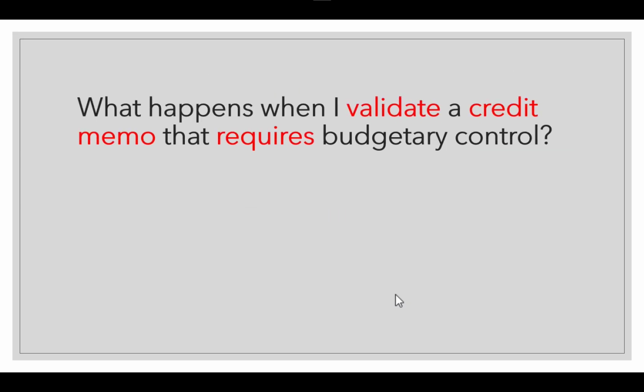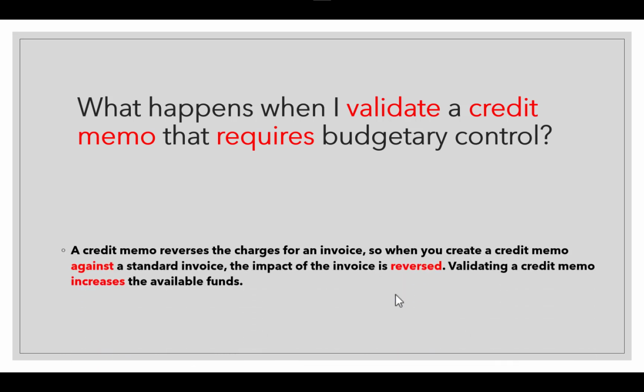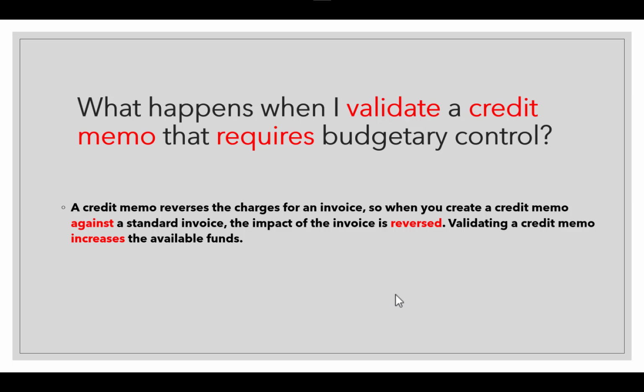What happens when I validate a credit memo that requires budgetary control? A credit memo reverses the charges for an invoice. So when you create a credit memo against a standard invoice, the impact of the invoice is reversed. Validating a credit memo increases the available funds.